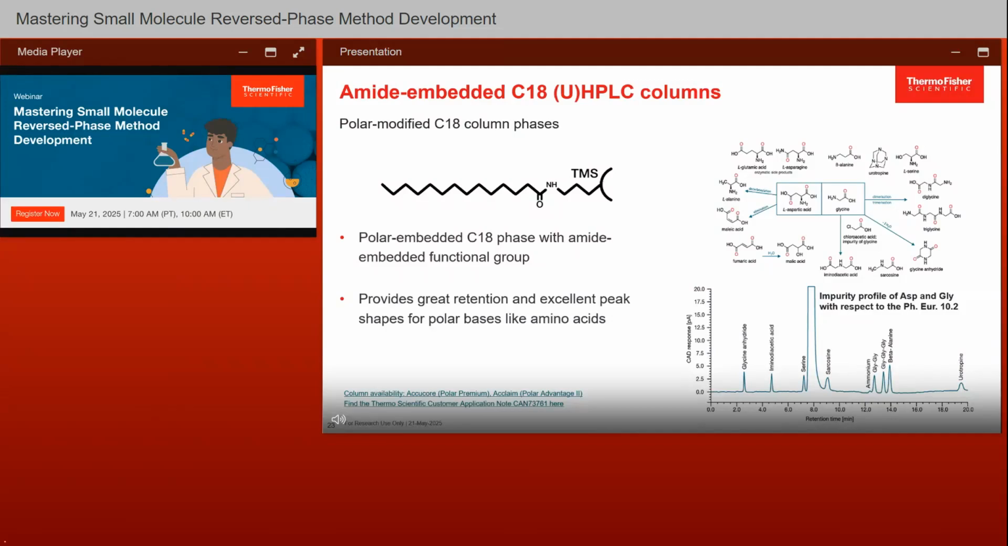This stationary phase has been particularly useful for retaining highly polar molecules and provides excellent peak shape for polar bases such as amino acids. In this example, we can see the impurity profile of aspartic acid and glycine, where we can achieve good retentivity for these amino acids with excellent peak shape.